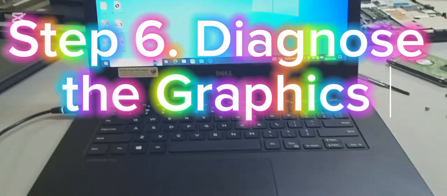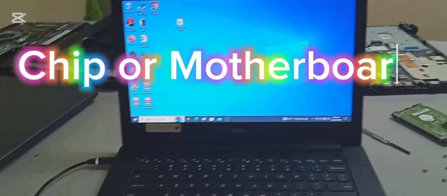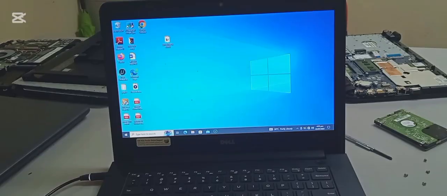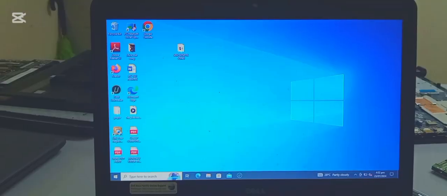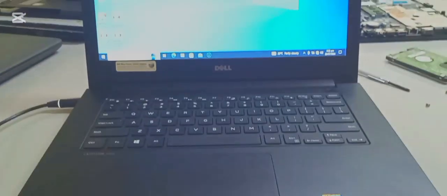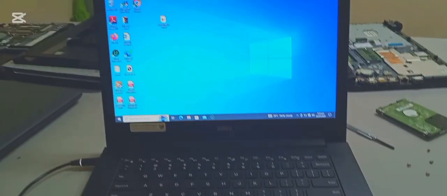Step 6 would be to diagnose the graphics chip or motherboard. If the issue still persists, the problem could be related to the GPU or the motherboard, and further hardware-level diagnostics would be required. I hope this step-by-step guide helped you fix your laptop issue.